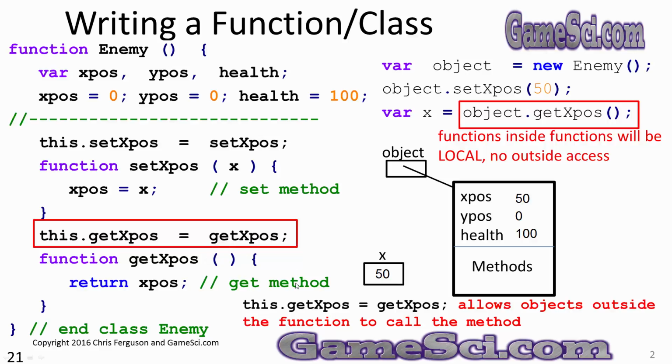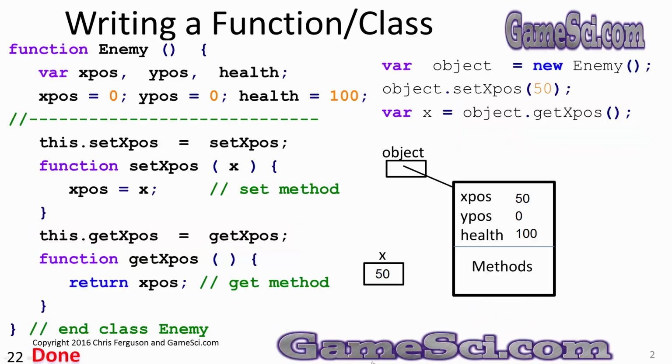Functions inside of functions will be local. By default, there will be no outside access to a function inside of a function unless you do this.getExposition equals getExposition. This allows the object, which is code outside the function, to call this method. If I were to delete these two lines, this.getExposition equals getExposition, this.setExposition equals setExposition, I would no longer be able to call these functions or methods. Add that for every function you want the user to call, every function you want the object to call.